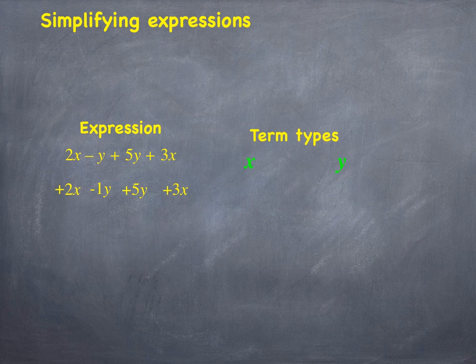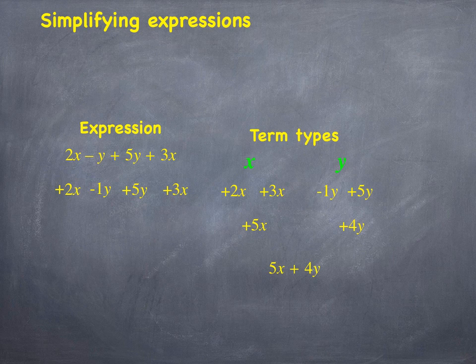Next, put the terms of the same type together. So for the terms in x, that's plus 2x and plus 3x. And for the terms in y, it's minus 1y and plus 5y. And now simply add the terms together. Plus 2x and plus 3x add to plus 5x, and minus 1y and plus 5y add to plus 4y. I can't simplify these any more, and they add to 5x plus 4y. And this is the answer.